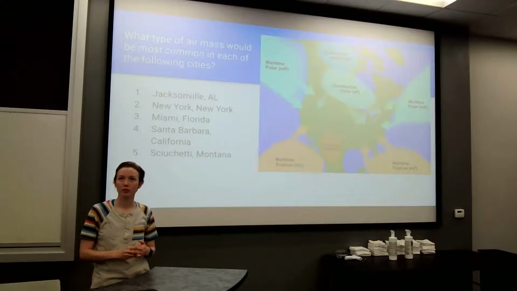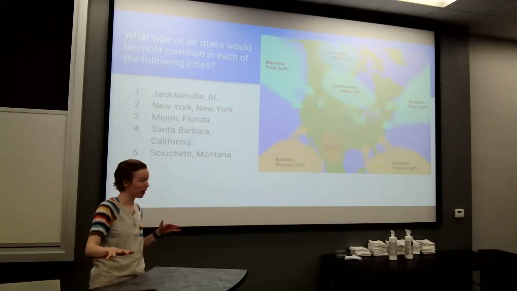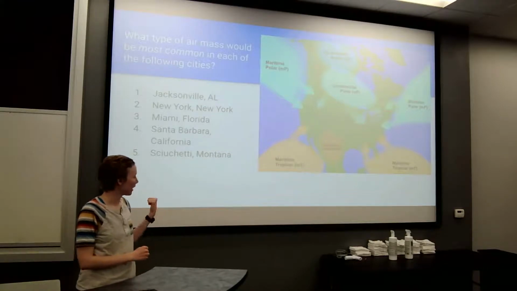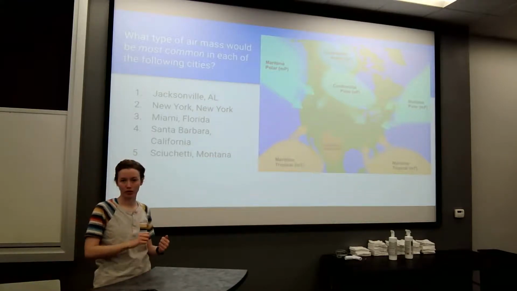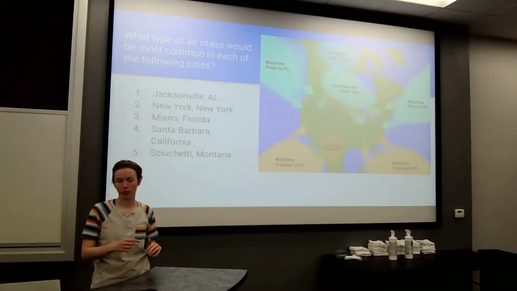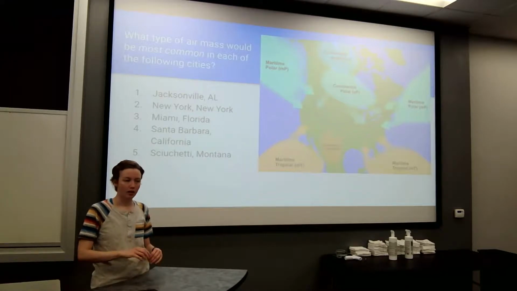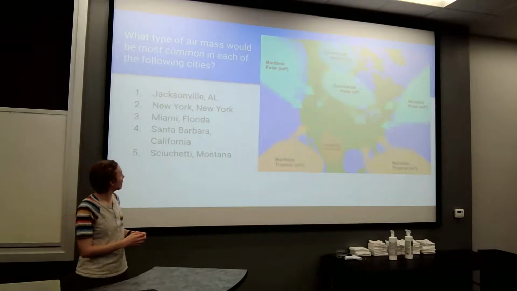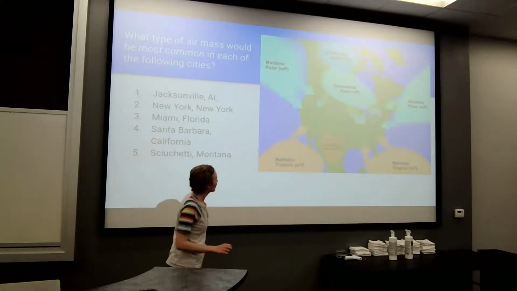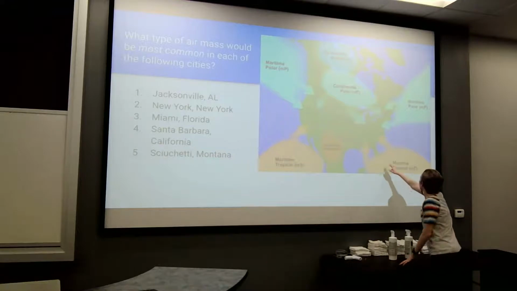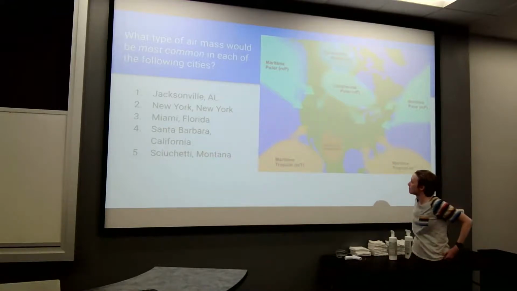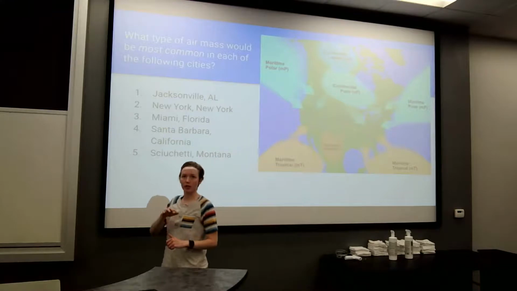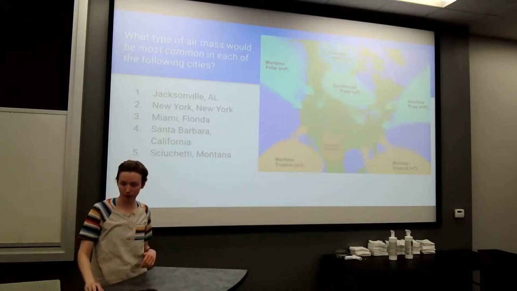So which type of air masses would be the most common in each of the following cities? So if you want to pause for a moment, think about that. We have done this in class, so if you need to flip back to your notes, you can try looking at it there. If you're watching this later and you're just watching the recording, pause it and try and guess. It's not too hard. For example, talk about Jacksonville, Alabama. We know where that is. And we're going to be all the way over here, which is maritime tropical, MT. So I'm going to let you guys do the other ones by yourself.